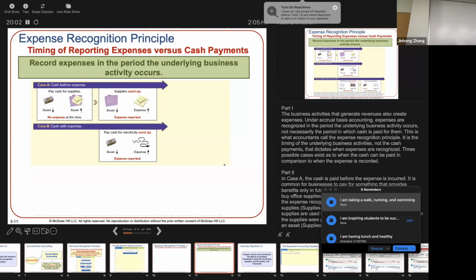If you look at it, assets and expense are the same category. You debit, you increase, and you credit, you decrease. And then liability, equity, and revenue are in the same category. So you credit, you increase. You debit, you decrease.